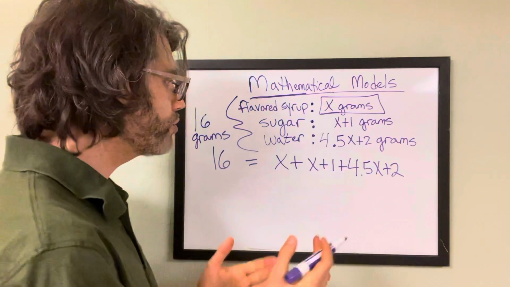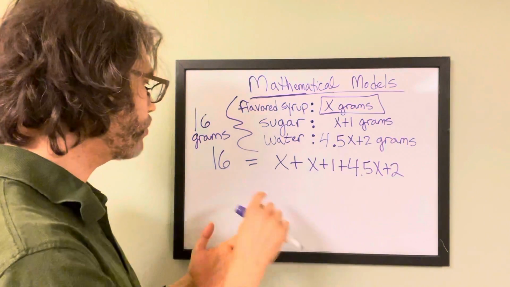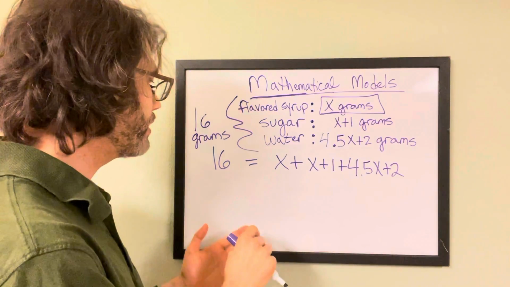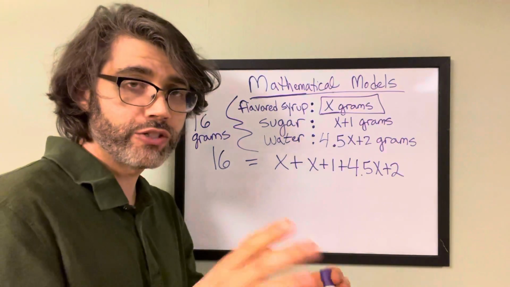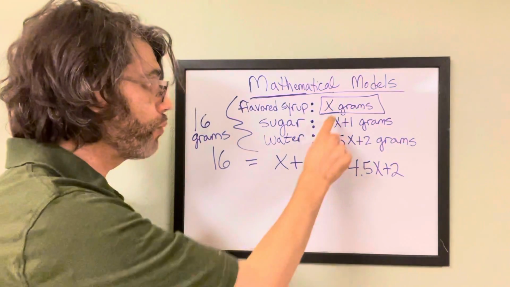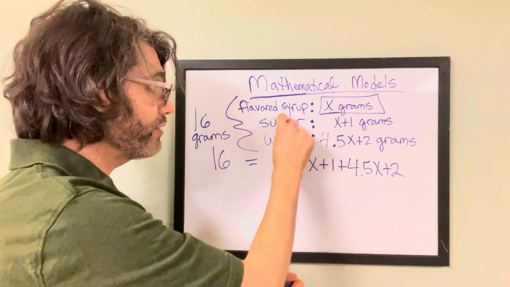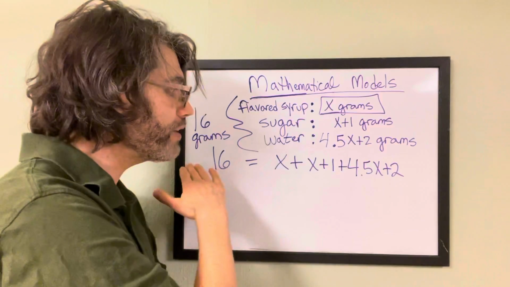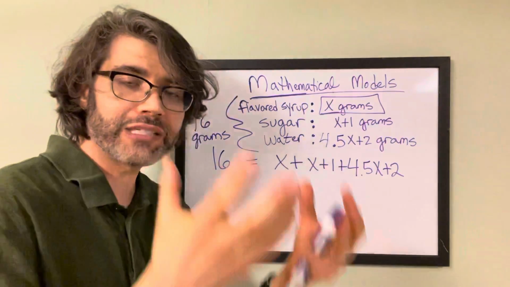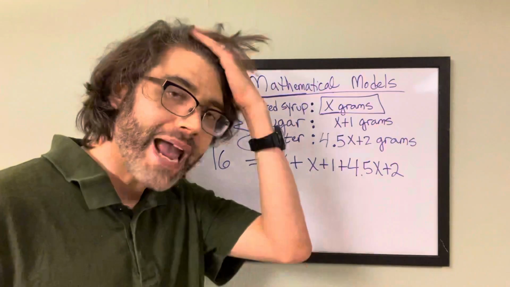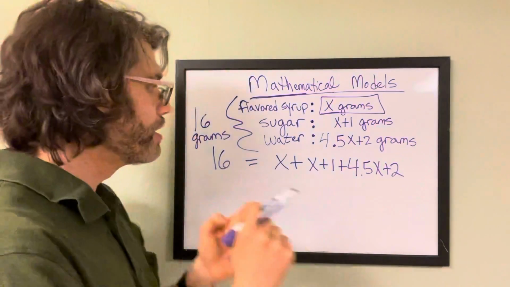It can be used for 16 grams, or if we wanted even more, I'll show you how to do that after we do this problem to figure out how many grams of flavored syrup is going to be in this. But once we figure out how to work with this kind of equation, we can really scale it up and ramp it up, which is the power of mathematical models. Okay, so let's go here.